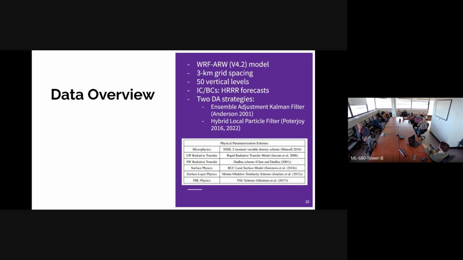The other is something called the hybrid local particle filter, which in short is doing a particle filter update initially to the point that the ensemble looks more Gaussian and then finishing with a more standard Kalman filtering step.